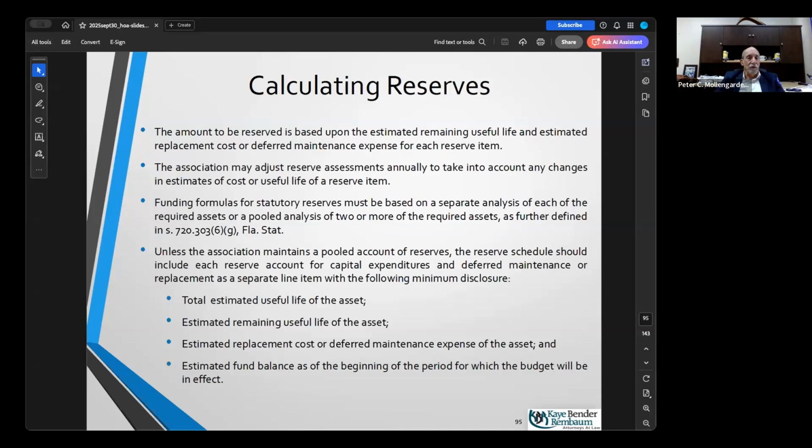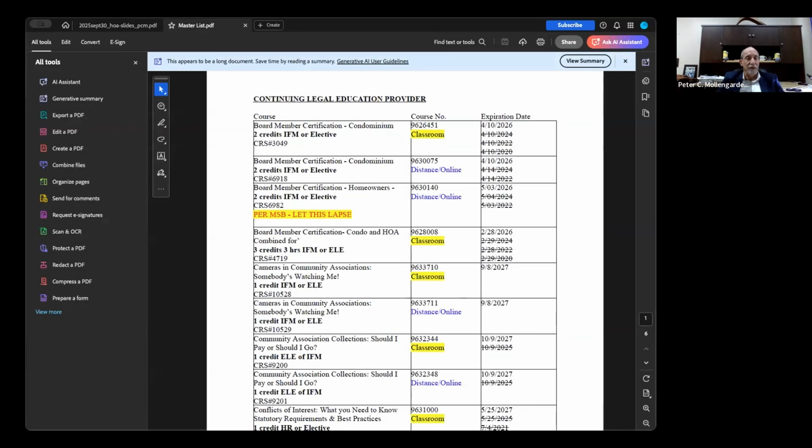The amount to be reserved, again, statutory reserves, is based upon the estimated remaining useful life and estimated replacement cost or deferred maintenance expense for each reserve item. The association may adjust reserve assessments annually to take into account any changes in estimates of cost or useful life of a reserve item. Funding formulas for statutory reserves must be based on a separate analysis of each of the required assets or pooled analysis.